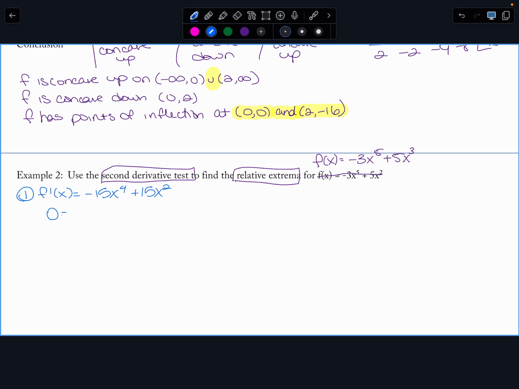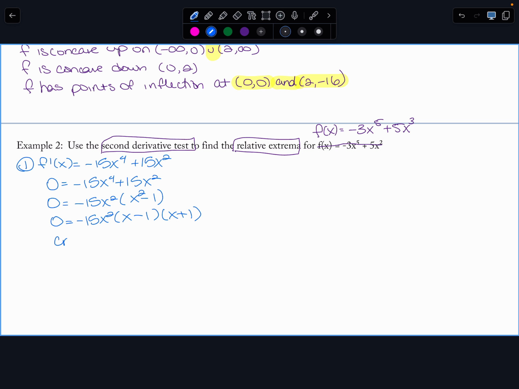I'm going to set this equal to 0 because I'm going to figure out what my critical numbers are. I'm going to pull a negative 15x squared out just because I like it better. I always like my x term to be positive if I can. And then my x squared minus 1 factors some more. So my critical numbers are going to be x equals negative 1, 0, and 1.